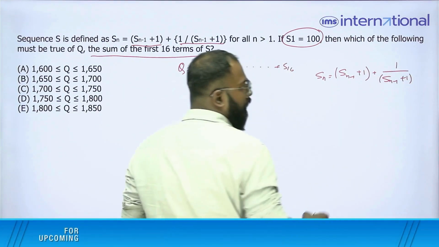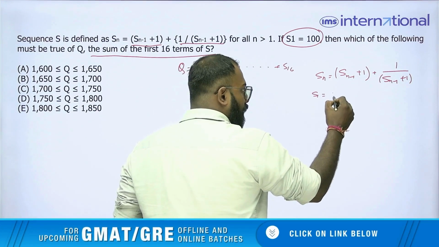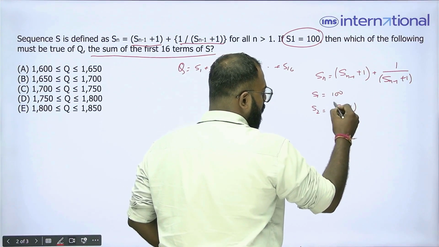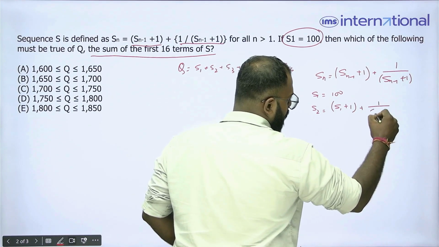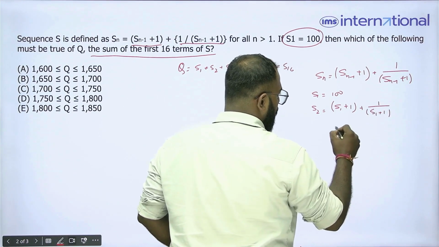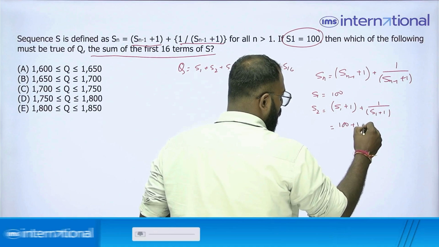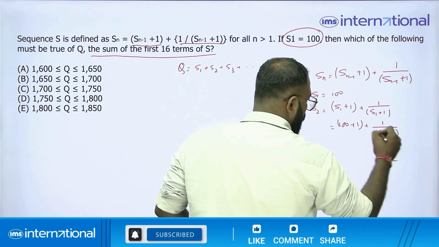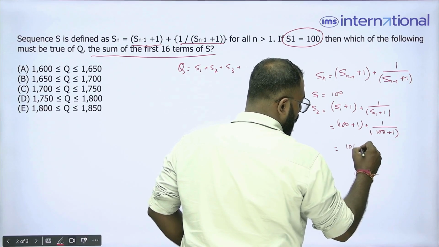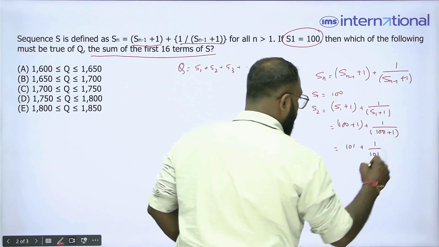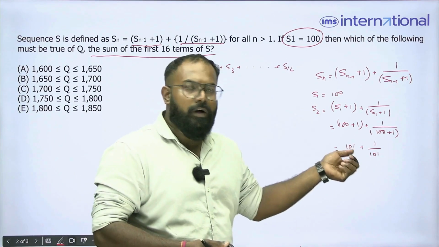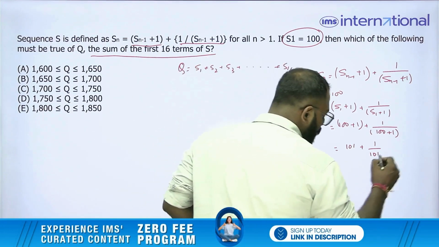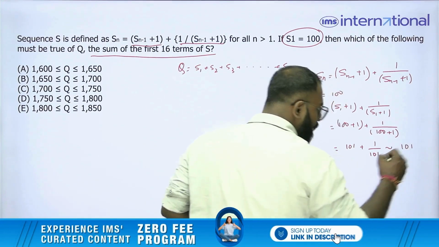And it is given that S1 is equal to 100. So what is S2? S2 is S1 plus 1 upon S1. So in this case, this is going to be 100 plus 1 upon 100. This is 101 plus 1 upon 101. Now 1 upon 101 is insignificant when compared to 101. So I can say that S2 is approximately equal to 101.